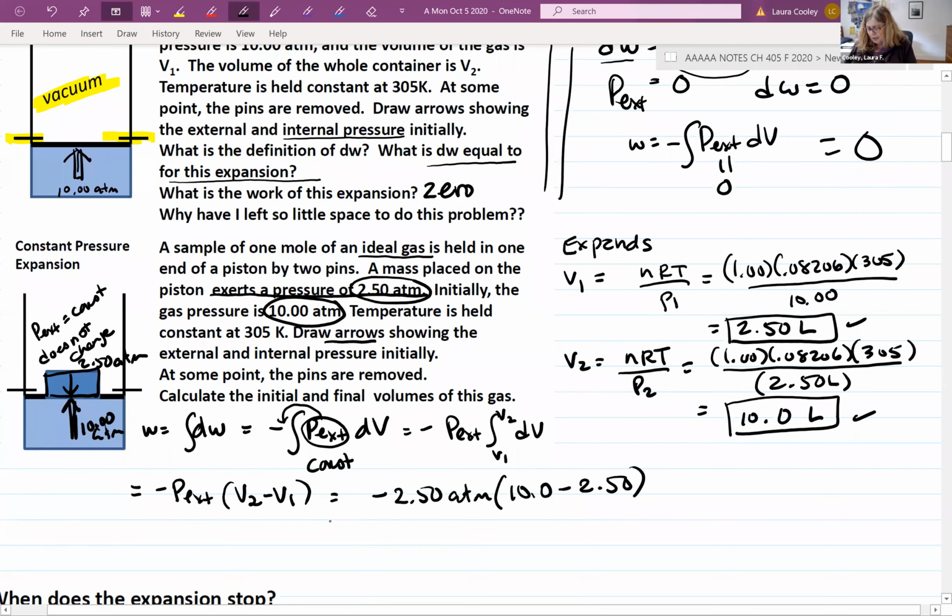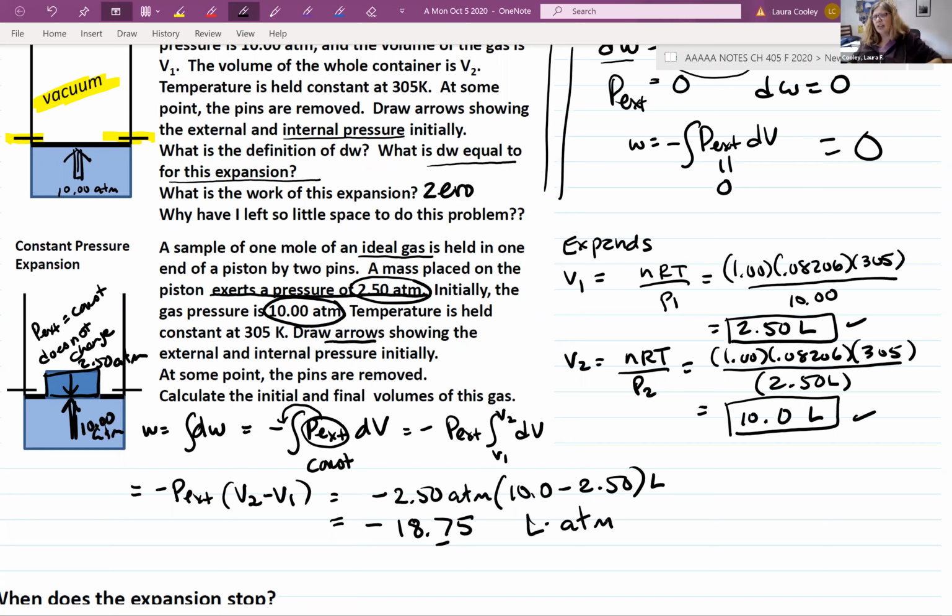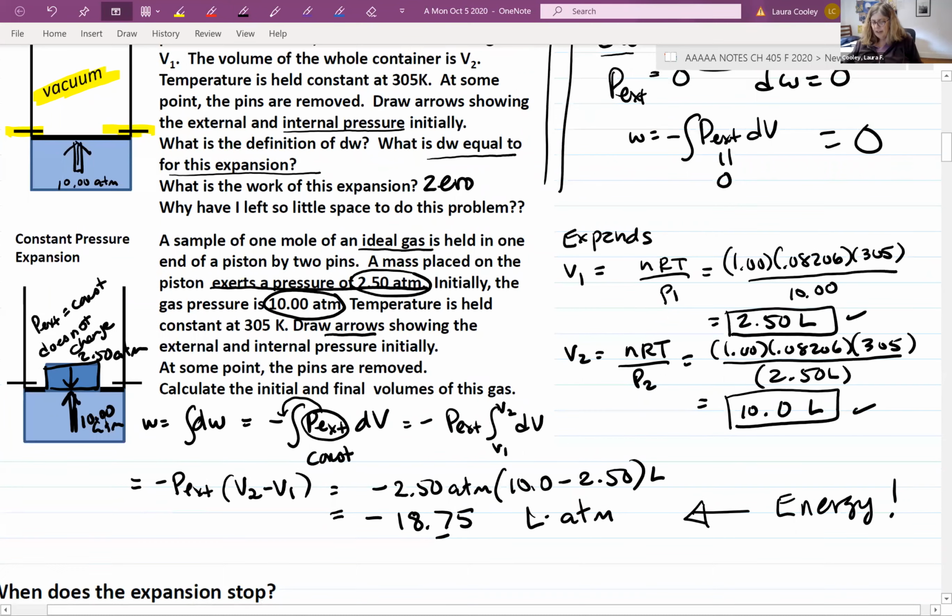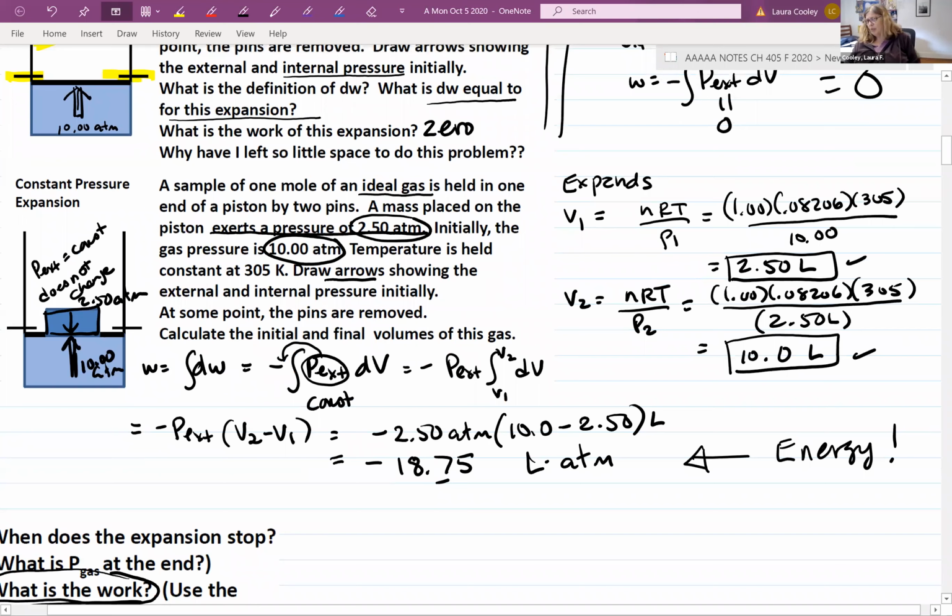So did anybody get up to this point? Probably not, but it's simple to do this calculation, and you get negative 18.75, but there's only 3 sig figs, so I'll underline the 7. And the unit of this thing is a liter atmosphere. Work has units of energy. You could have joules of work. So a liter atmosphere is a very weird energy unit.